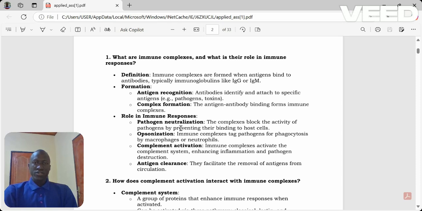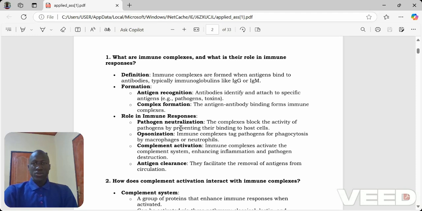The definition: immune complexes are formed when antigen binds to antibodies, typically immunoglobulins like IgG or IgM. There are two steps in the formation of immune complexes. The first one is antigen recognition: antibody identifies and attaches to a specific antigen, e.g. pathogens and toxins. Two, complex formation: the antigen-antibody binding forms the immune complex.